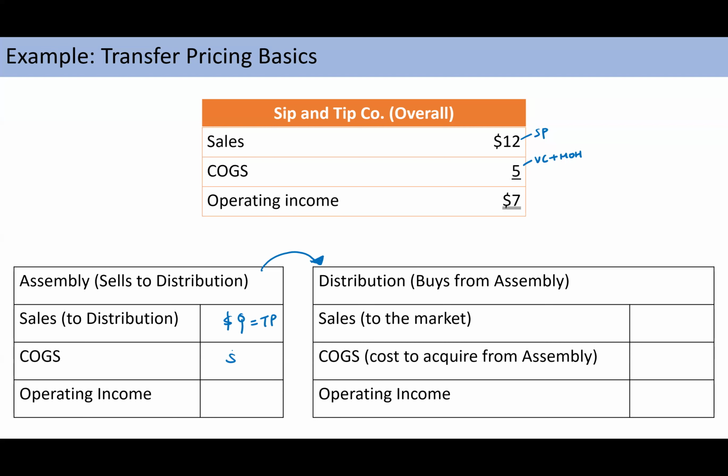The cost of manufacturing the chair is still $5, so that assembly recognizes a profit of $4 every time they sell a chair. Now let's look at distribution. Distribution buys the chair from assembly and sells it to the marketplace. They sell each chair for $12, and each chair is bought from assembly at the transfer price of $9. So that distribution recognizes a profit of $3 every time they sell a chair. So with the transfer price set at $9, assembly takes home $4 of the profit, and distribution takes home $3 of the $7 profit.